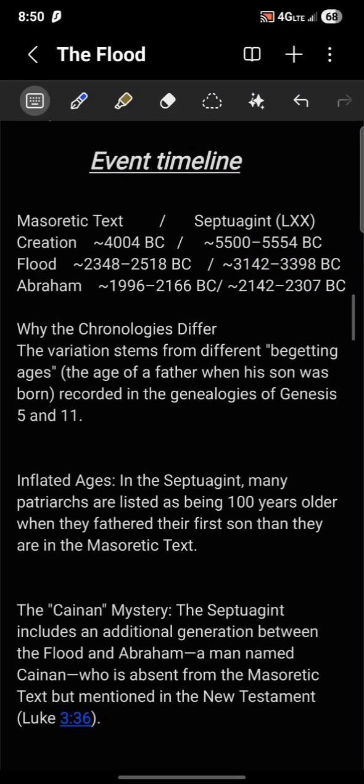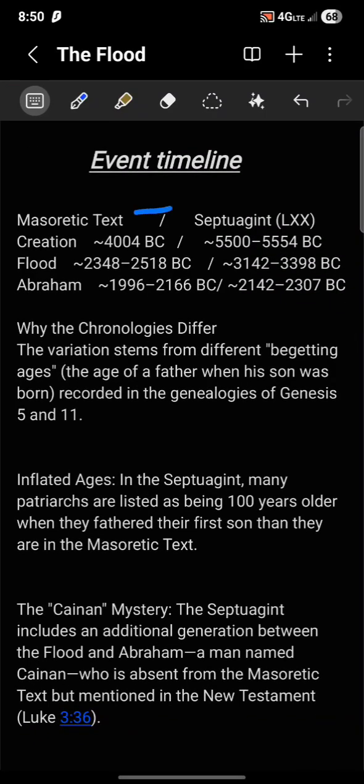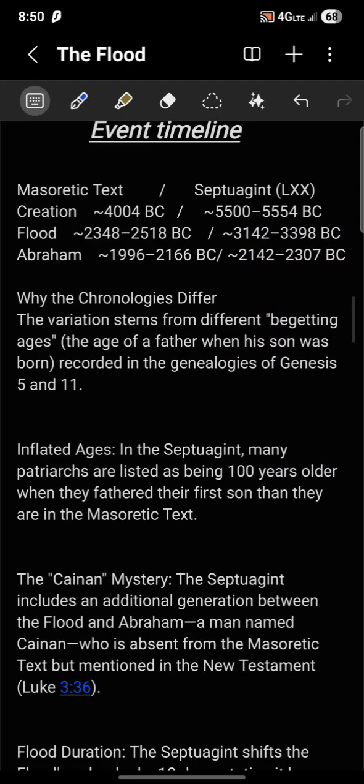This is the event timeline. The Masoretic text pins creation down at 4004 BCE according to the Gregorian calendar, while the Septuagint pushes it to around 5500 BCE to 5554. The flood happened in 2348 to 2518 BC, while in the Septuagint it is from 3100 to 3398 BC. And the time that Abraham was born was 1996 to 2166 BC, and in the Septuagint is 2142 to 2307 BC.